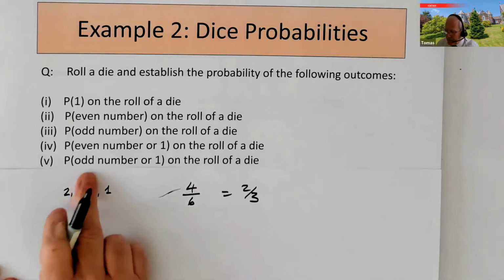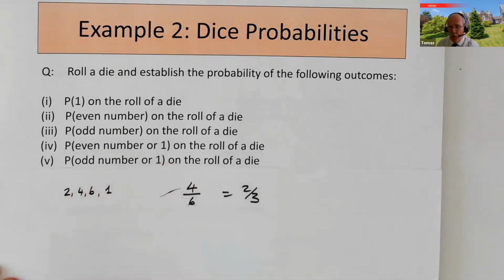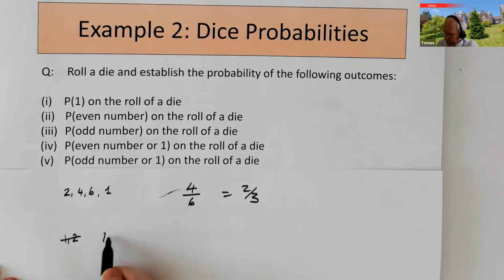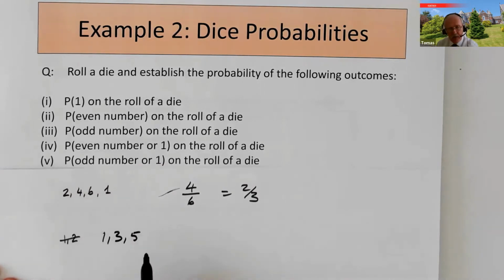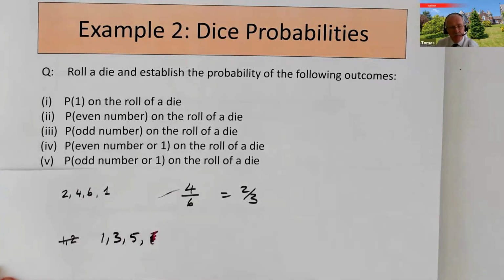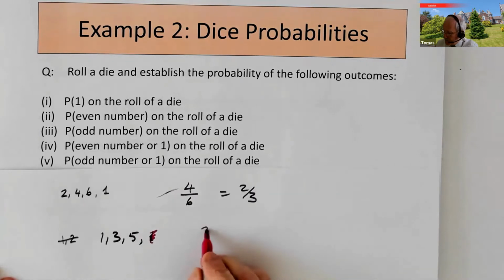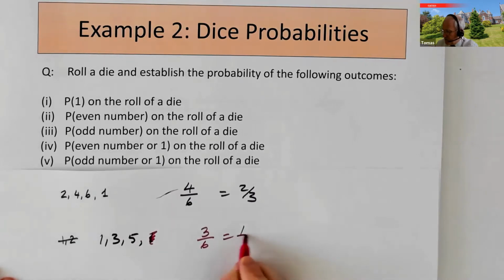What's the probability of an odd number or a 1? Well, an odd number is 1, 3, and 5, or a 1. We've already counted the 1. So it's 3 over 6, or 1 over 2.